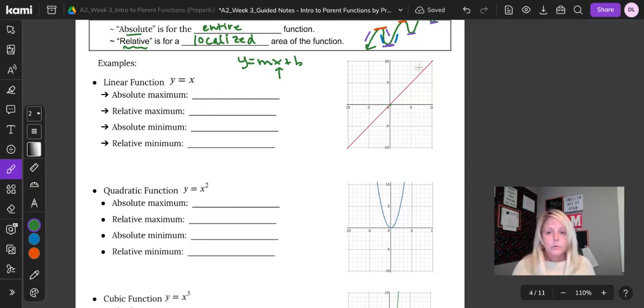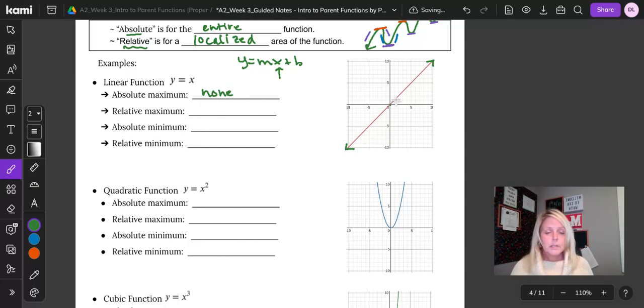Now, I'm going to make a note. This function goes on forever. I am not giving any restrictions as far as my x values. So this function goes on to negative infinity and positive infinity, which means no matter what point I pick, I'm always going to find a higher point. So there is no absolute maximum. You could put none.